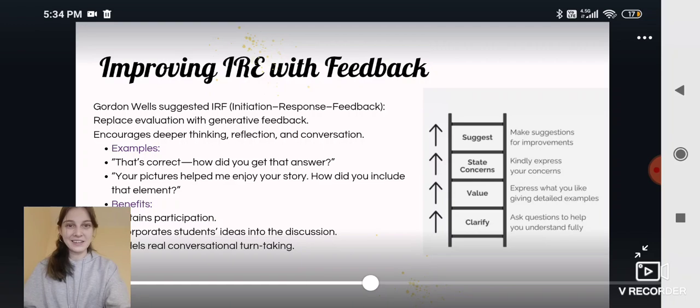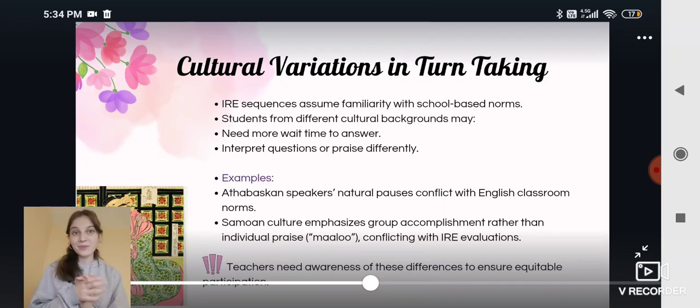So yes, this is our second topic, and let's talk about cultural variations in turn taking. IRE sequences assume familiarity with skill-based norms. Students from different cultural backgrounds may need more wait time to answer, interpret questions, or praise differently.